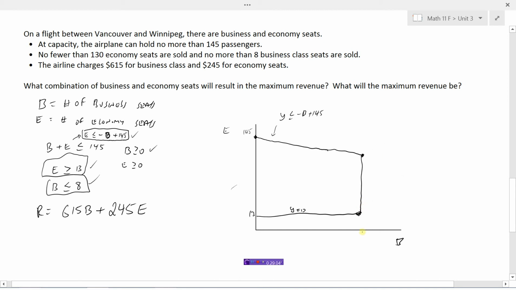So here's what we know. We know that this is 8 because that's the maximum that x can be. So we know here that x is 8. This must be the point 8, 13 then, because y is 13 along this line. But this one here, we don't know what that is. We're not too sure what that y value is. It's on this line, so we can easily figure that out because we just put 8 in for x, and we get y is less than or equal to negative 8 plus 145.